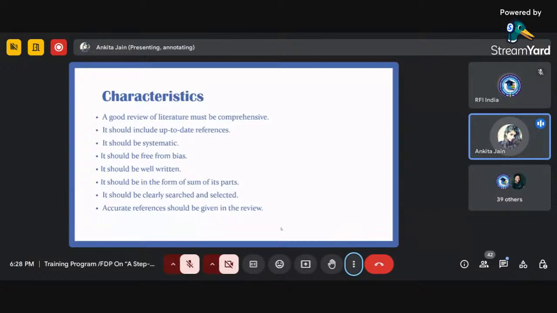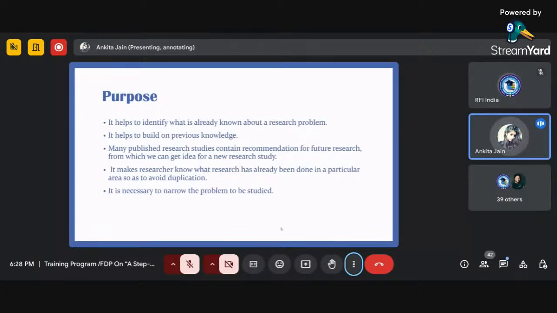Purpose, why it should be done. Number one, it helps to identify what is already known about the research problem. As I have told you, whenever you study the previous literature, it lets you know what already has been done in this area. So what is already existing should not be repeated. That can increase your knowledge, but you should understand what is already done.